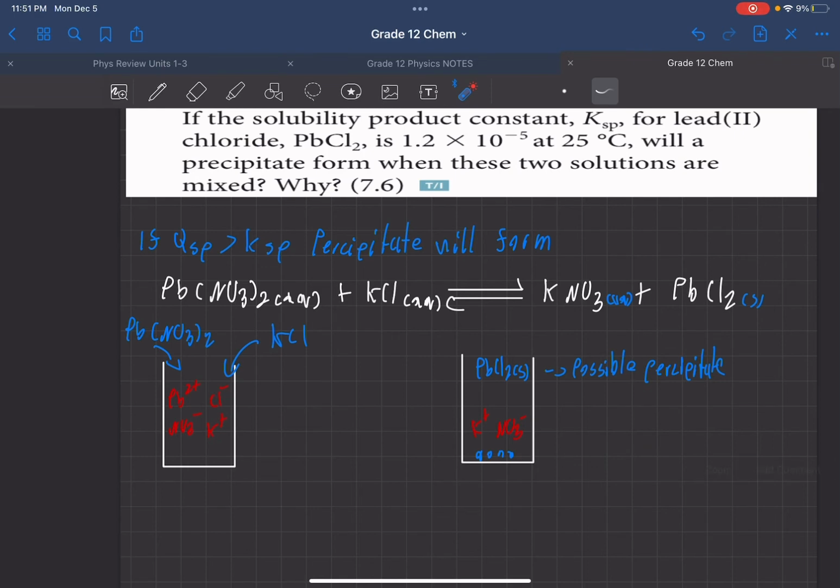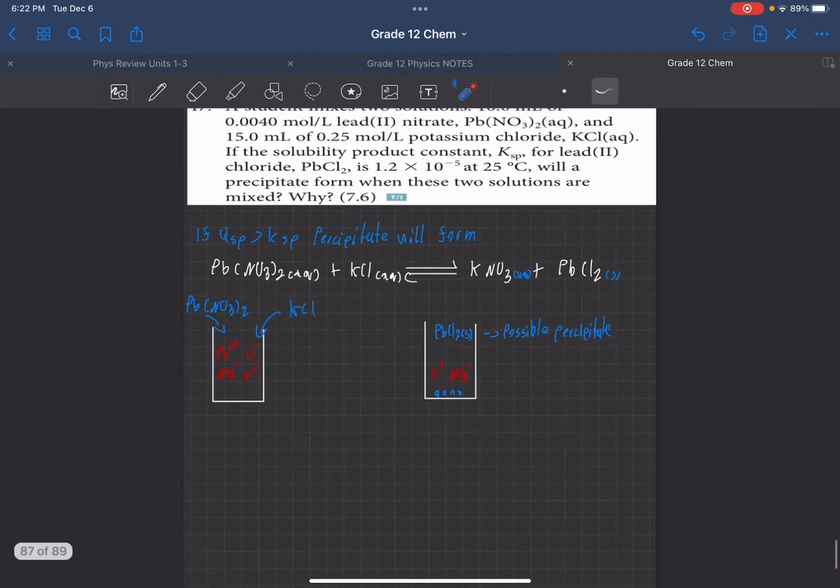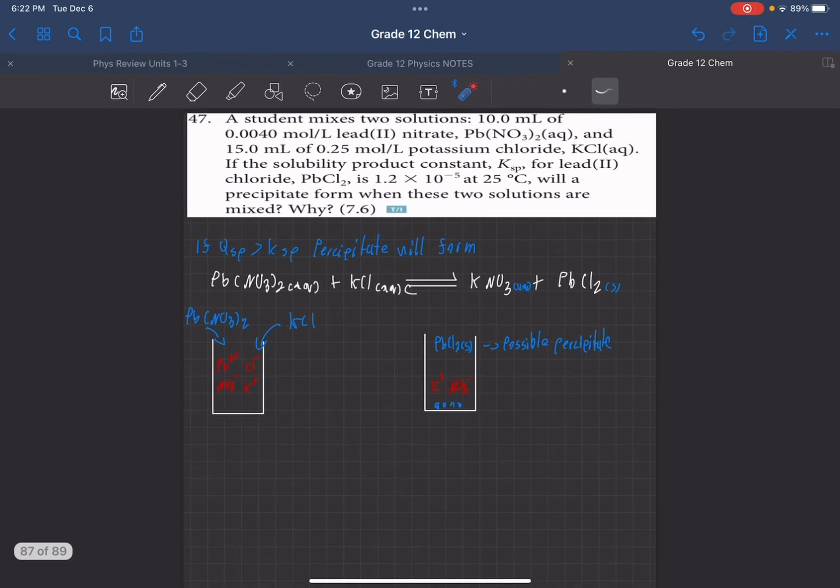But say we put that little bit of chalk into this solution. We put a very, very small amount. Well, then it's going to dissolve. And when it dissolves, no precipitate forms. So the question is asking, will a precipitate form? Well, 99% of the times, a precipitate will form, given how small this KSP value is.